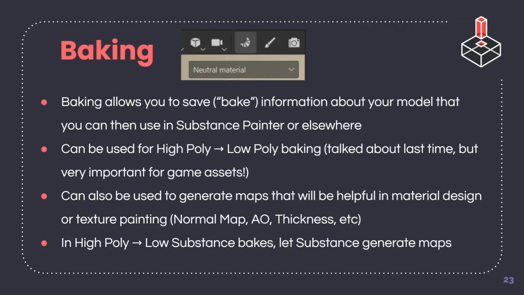Baking other than high poly to low poly can also just be used to generate maps that will be helpful in material design or texture painting, like a normal map, an ambient occlusion map, a thickness map, etc. In high poly to low poly Substance bakes, you want to let Substance generate the maps. What I mean by that is that if you're using Blender and Substance Painter, you want to do your high poly to low poly bake in Substance Painter, because it's going to generate better maps that are going to help you more with your Substance Painter material design or texture painting.